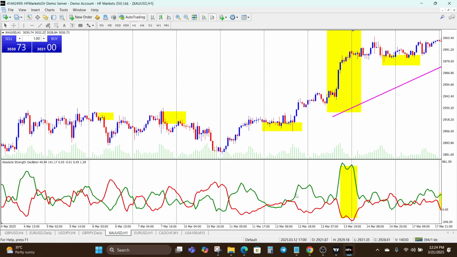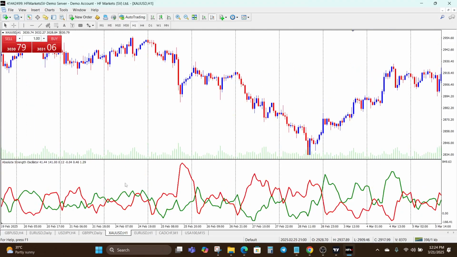On the other hand, when the red is above the green and the gap widens, it shows that there is significant sell momentum. You can see what happened here. So basically this is how the indicator gives its signals. Understanding these signals allows traders to fine-tune their entries and exits, helping them make more informed trading decisions.